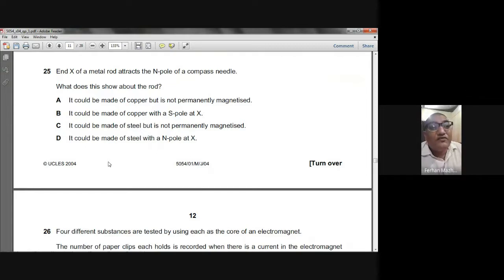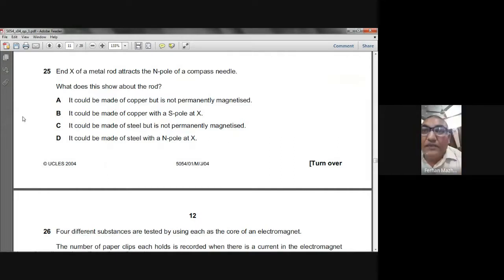C, it could be made of steel but is not permanently magnetized. Permanently magnetized is doubtful. It could be made of steel with the north pole at X. But if it has a north pole at X, how can it attract the north pole of a compass needle? North pole and north pole are supposed to repel each other. So then the game comes to the point. C, maybe it's not permanently magnetized. I think C is the choice.